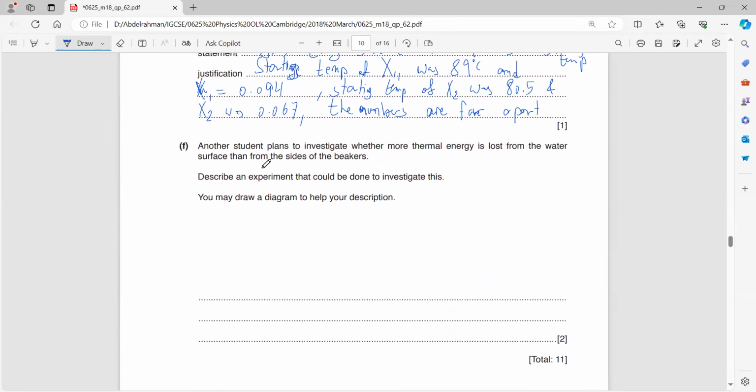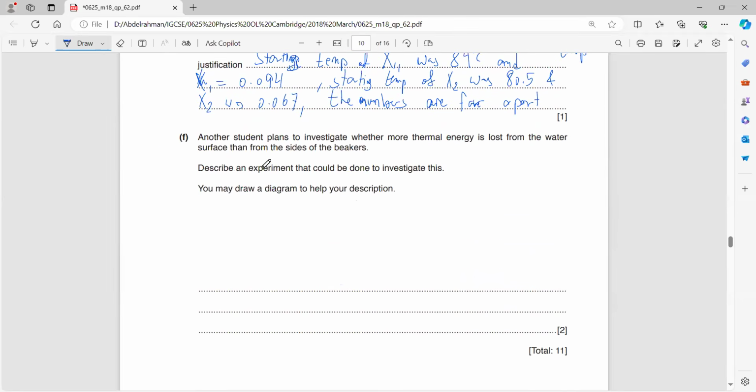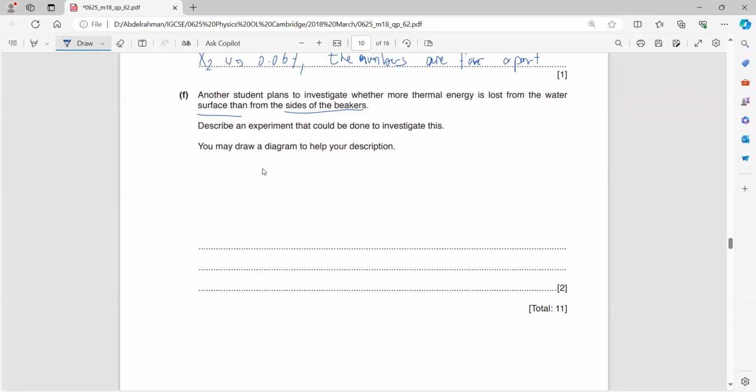Another student plans to investigate whether more thermal energy is lost from the water surface or from the sides of the beakers. Now they have a problem. They do not know whether most of the thermal energy is lost from the surface or if most of it is lost from the sides of the beaker. How could they test these hypotheses?